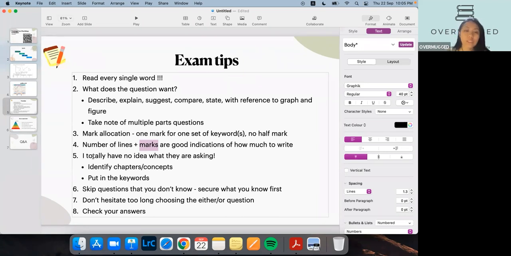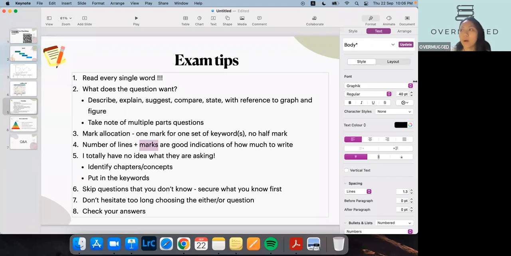Maybe you don't have this yet, but this is more for O-level. There's an either-or question. Actually, some schools will provide either-or, then you need to choose. Don't hesitate too long, just start doing. But if you really think you have an equal chance of getting both right, maybe spend a little time doing a rough plan and see which one has more points. Or if you're equally confident with either, just start doing. This is more of a time management thing. And of course, check your answer. Okay.